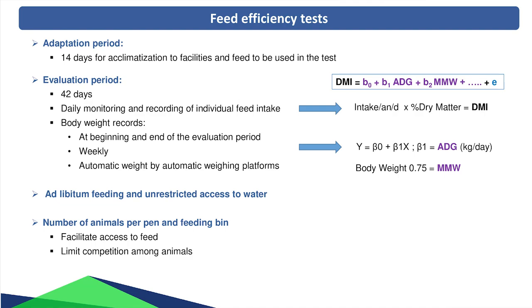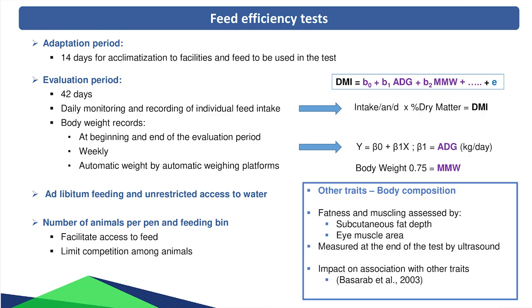And the body weight is the metabolic body weight, usually the weight in the middle of the test raised to the power 0.75. I mentioned that, and I focus here on two traits, average daily gain and metabolic body weight.